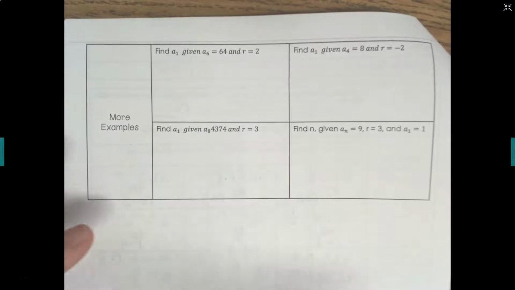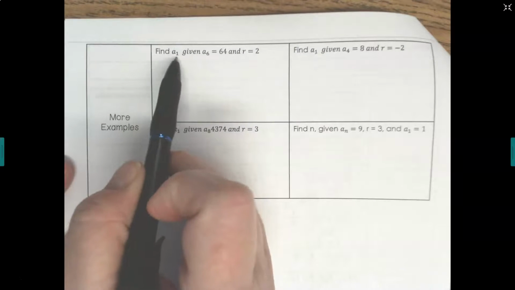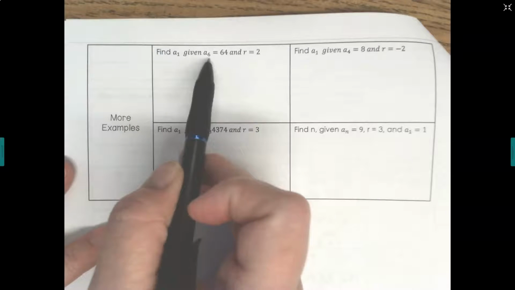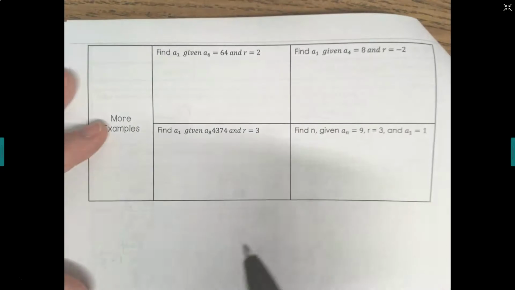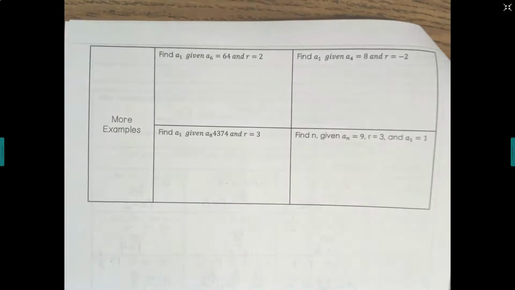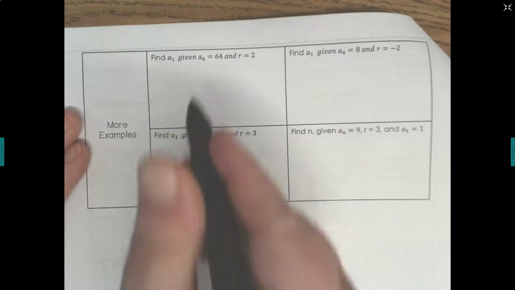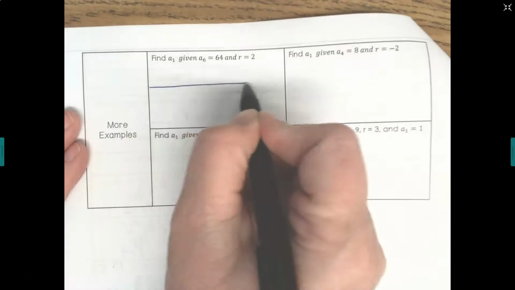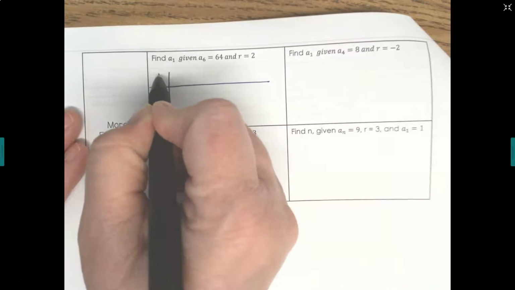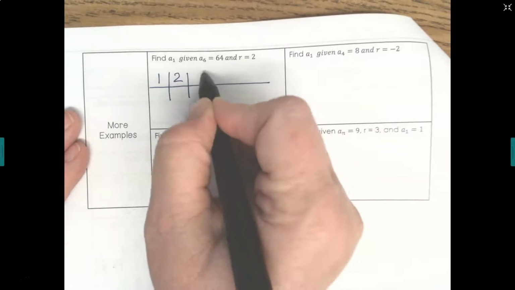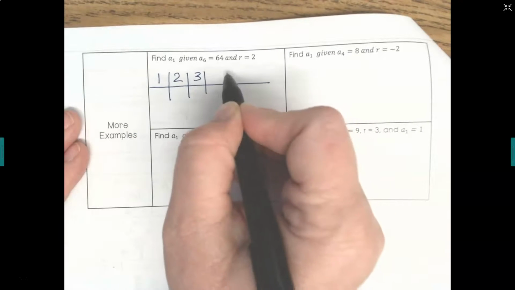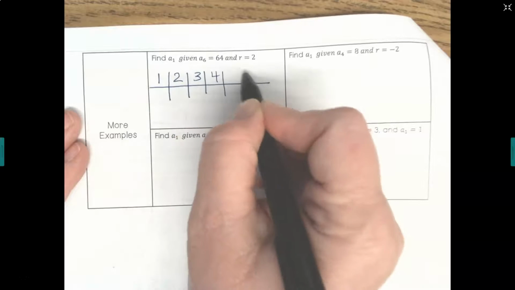On the back here, I'm telling you to find the first term given that the sixth term is 64 and our common ratio is 2. So let me show you what I'm really saying here. I'm going to write this out. We're looking for the first term. We know that the sixth term is 64. So I'm just going to count my way there.